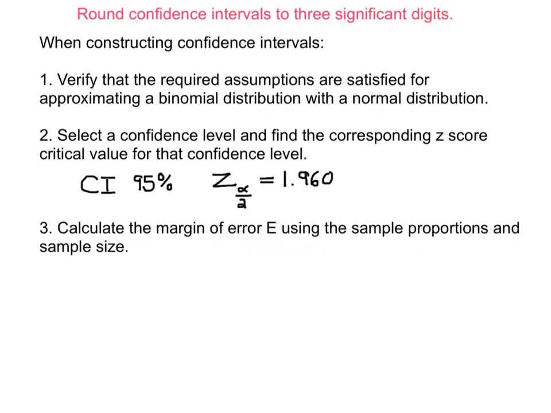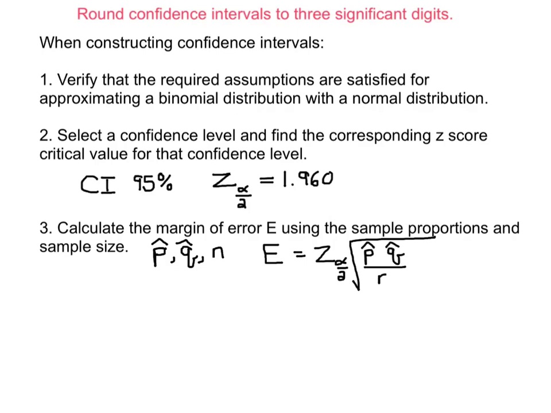Okay, and the next thing we want to do is calculate the margin of error using the sample proportions. So let's go ahead and calculate our margin of error. I have my sample proportions, p hat and q hat, and I have n, the sample size. So my margin of error, E, is going to equal my critical value, z sub alpha over 2, times the square root of p hat times q hat over n. And we can put that into our calculator.